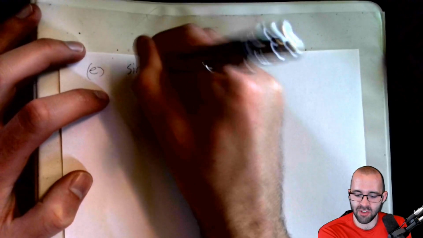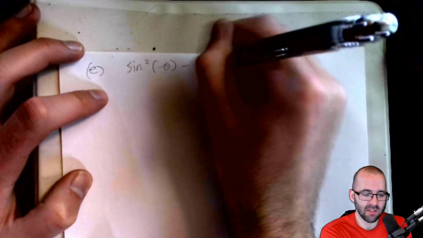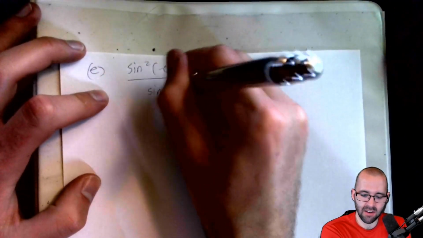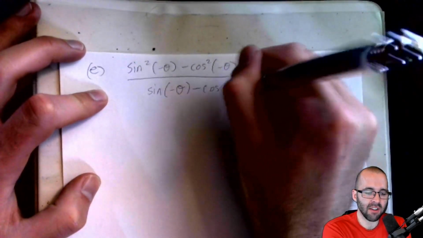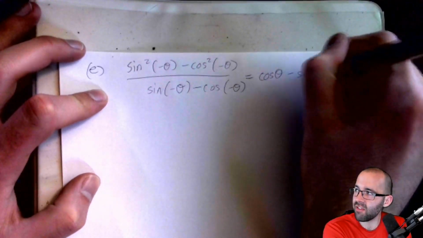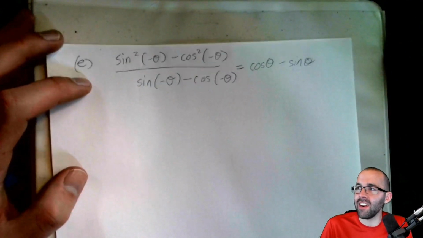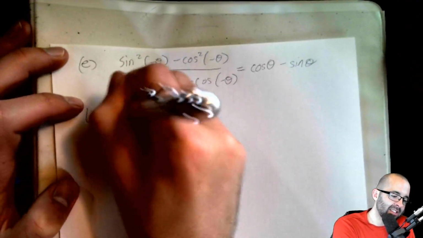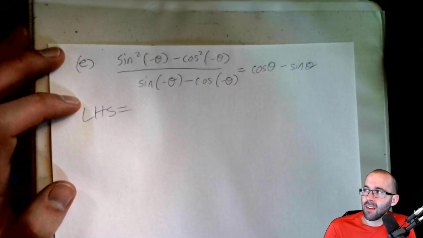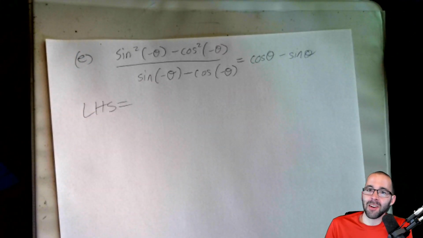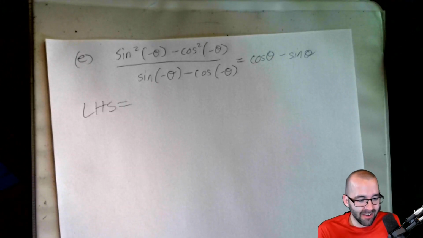Let's do another good one, another juicy one. Sine squared of negative theta minus cosine squared of negative theta over sine of negative theta minus cosine of negative theta equals cosine of theta minus the sine of theta. So this one's a real quality thing. And really, you have to be very, very careful on this one too. Obviously, left-hand side's messier. Let's start with the left-hand side. We definitely want to start with the left-hand side to make it look like the right, as opposed to starting with the right to make it look like the left. I would have no idea how to do that.